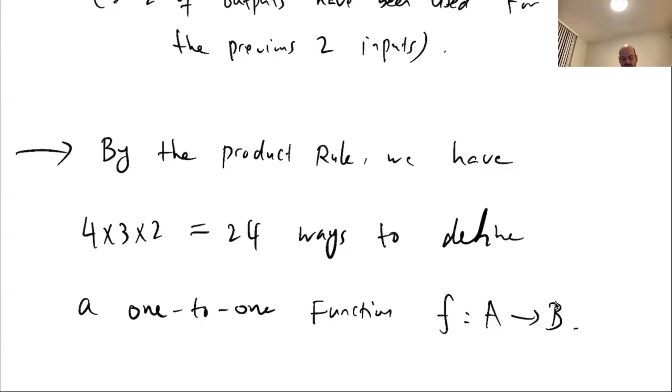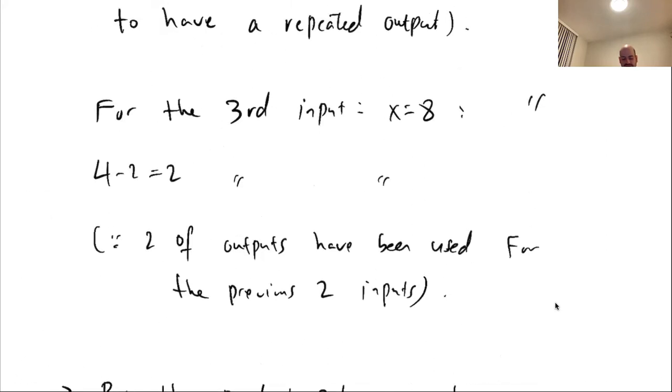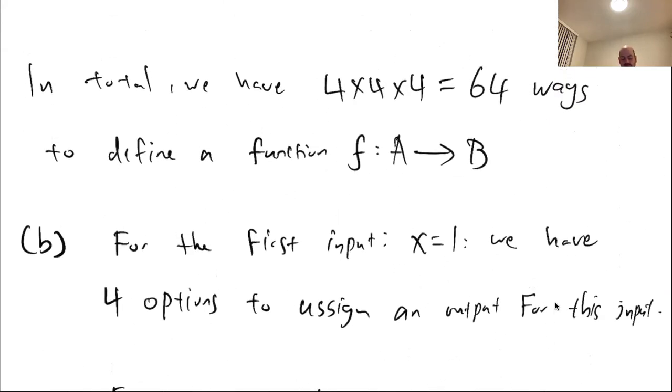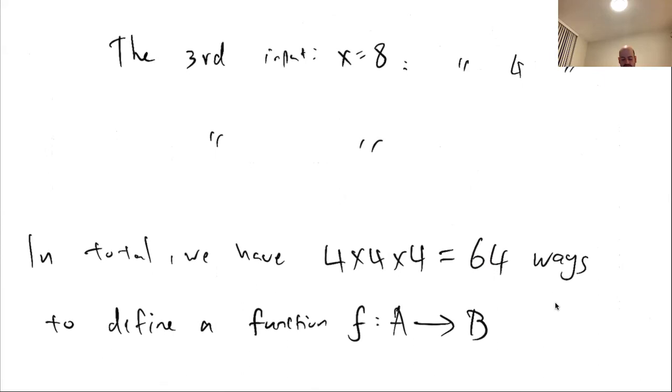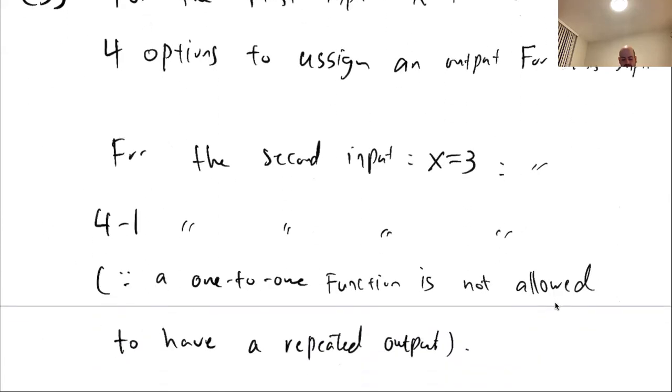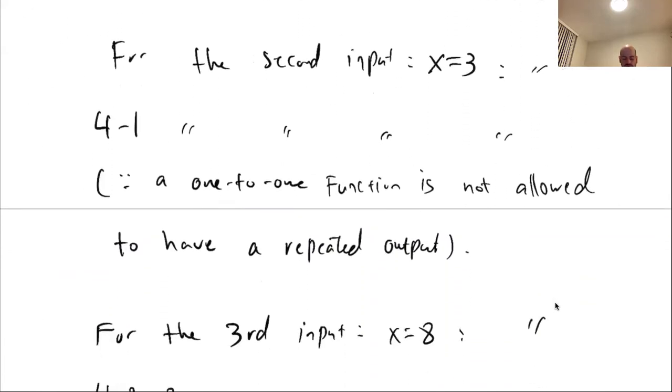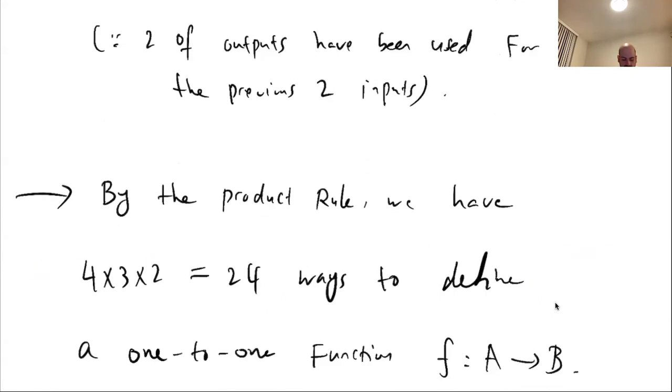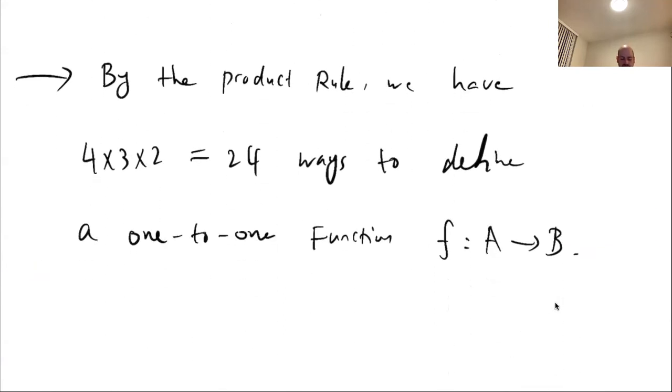The number of one-to-one functions is, of course, less than the total number of functions. The total number of functions was 64 with domain A, codomain B. But for one-to-one functions with domain A, codomain B, the number is only 24. The number of one-to-one functions with domain A and codomain B is 24.